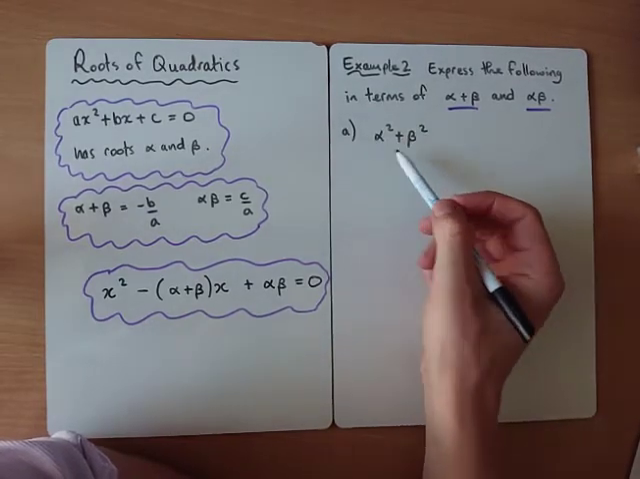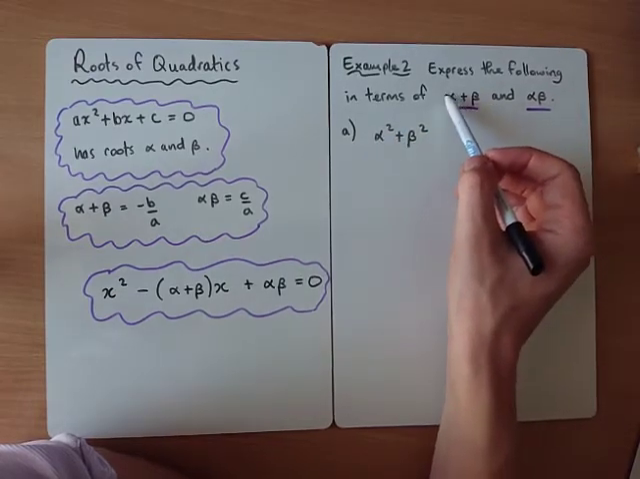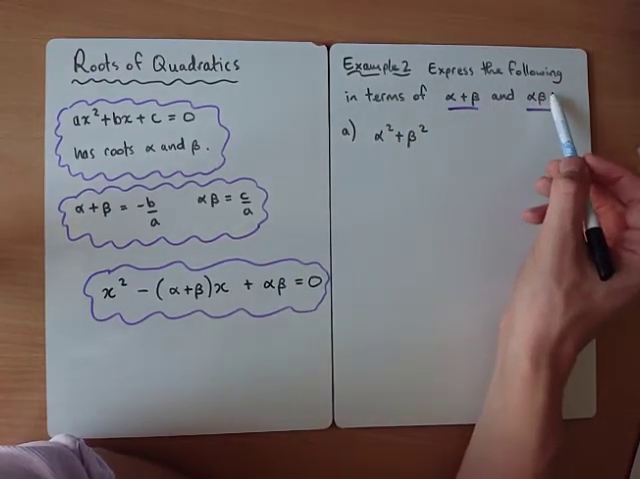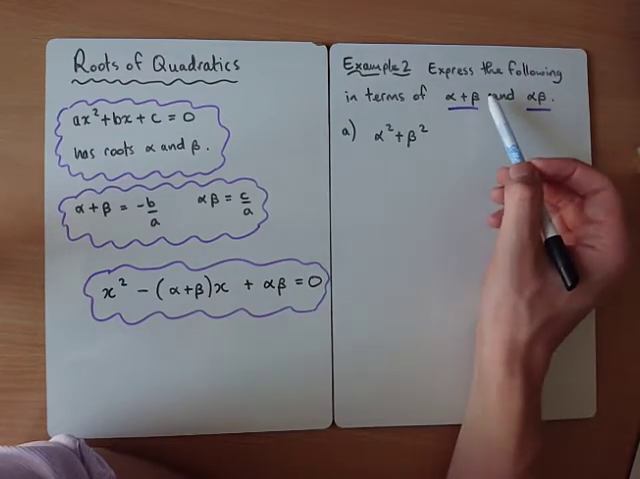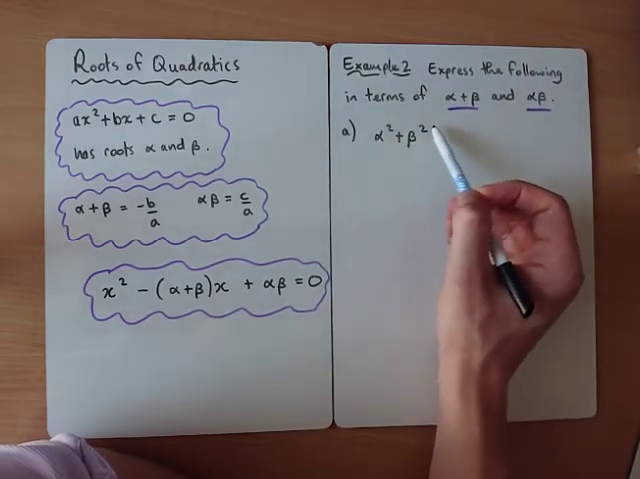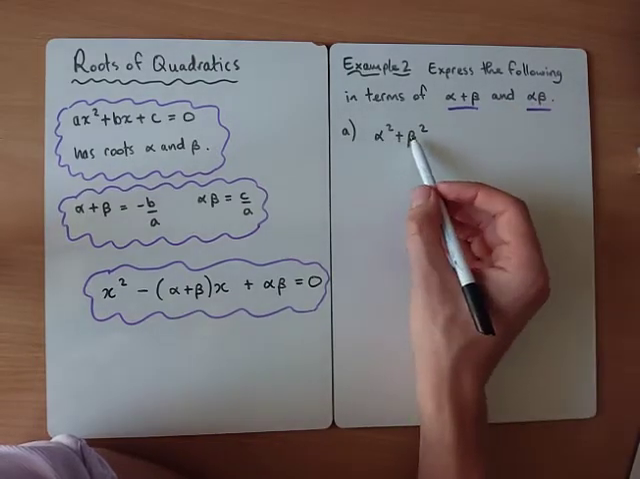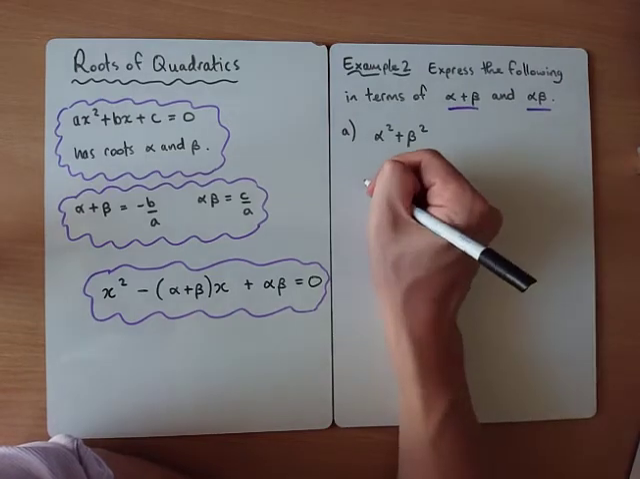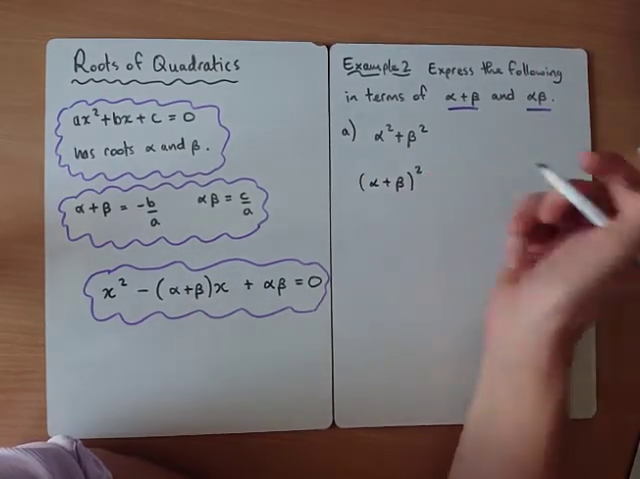So we need to be able to express different expressions just in terms of alpha plus beta and alpha beta, because then if we knew what the sum is and knew what the product is, we could substitute the values in. So we've got to focus on how to write things in terms of those two. For the first one, alpha squared plus beta squared, the way that we're going to do this, we could start with alpha plus beta whole squared.